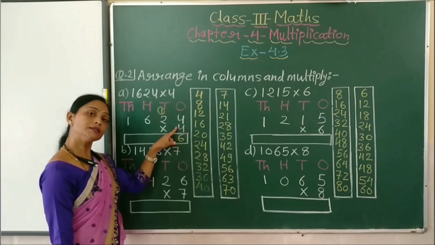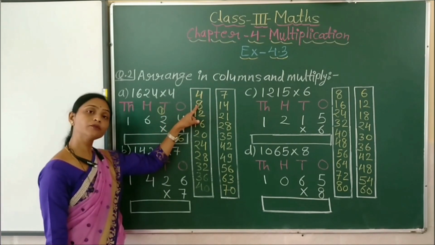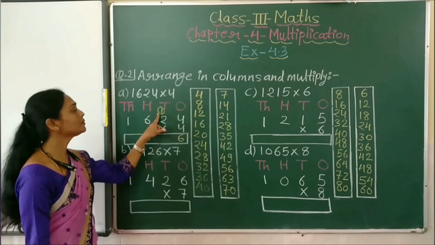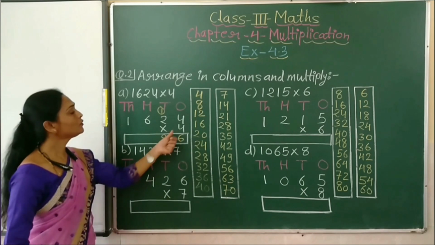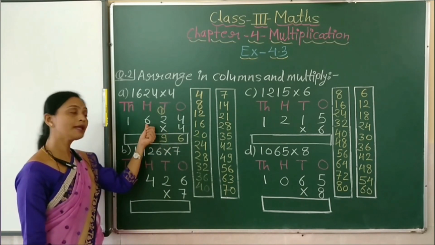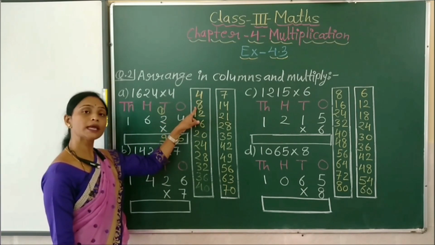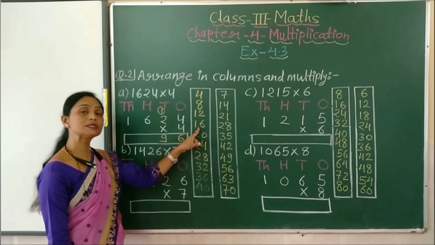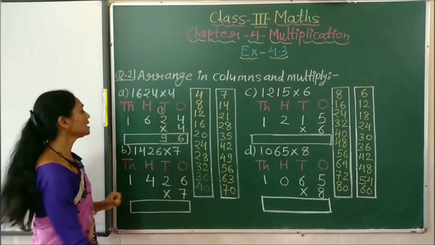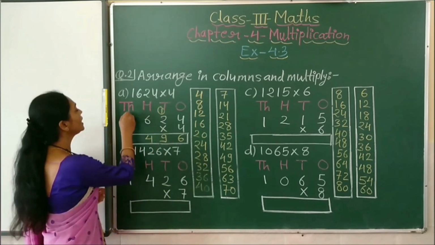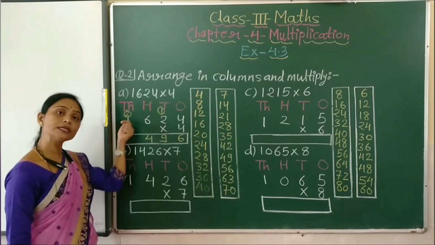Now 4's table 2 times. 4 ones are 4 and 4 twos are 8 and then we have to add this 1. So 8 plus 1, 9. Then 4's table we have to read 6 times. 4 ones are 4, 4 twos are 8, 4 threes are 12, 4 fours are 16, 4 fives are 20 and 4 sixes are 24. So we have to write here 4 and 2 carry over on thousands place.